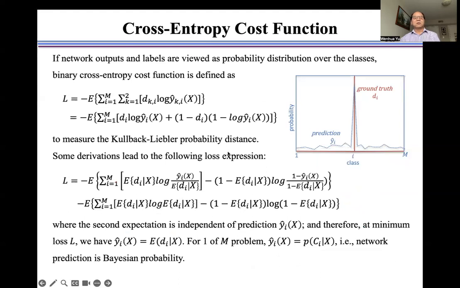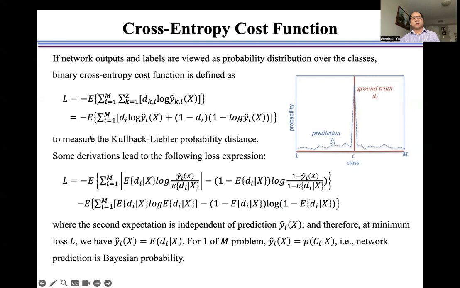Next, let's see the cross entropy cost function. To do so, first we view the output and the labels as probability distributions. So the binary cross entropy cost function is defined as this. The 2 means binary. M is the number of classes, and this E is over the input x. So we expand this binary form into two terms, and we have this expectation to express the loss function.